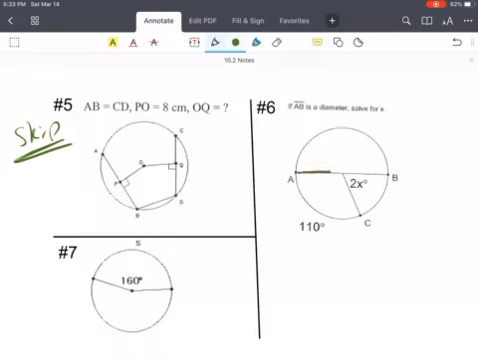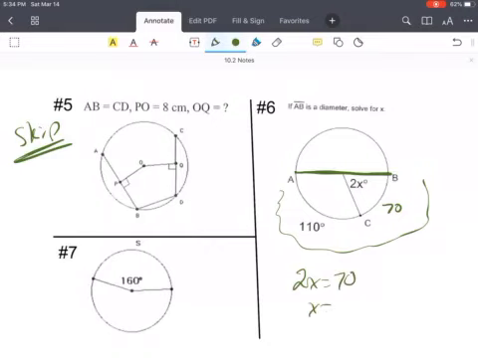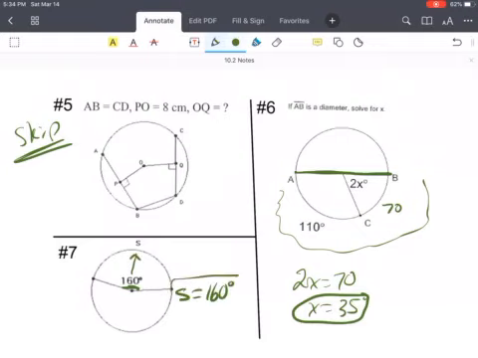So number 6, because AB is the diameter, we know that this arc has to equal 70 because it's going to cut the circle in half. So of 360 degrees, we got 180 on this side, which means that 2x has to equal 70 degrees, which means x equals 35. We have a central angle here of 160, so that's the same as that arc, so S equals 160 degrees.